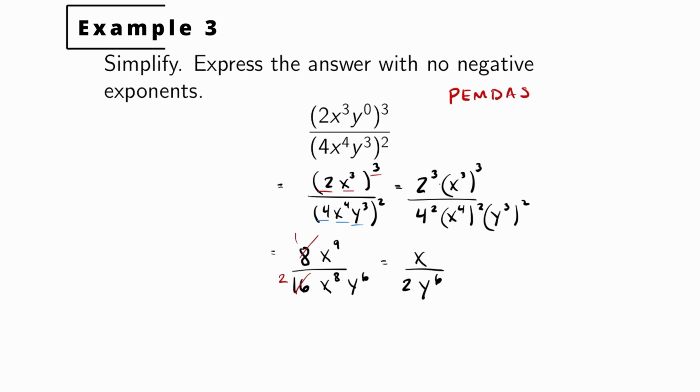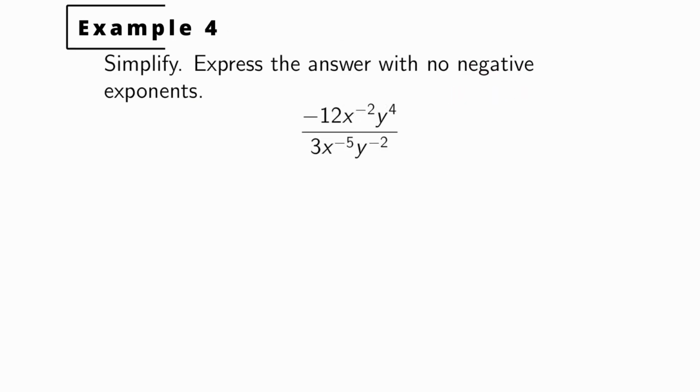Okay. And that's it. So notice, again, you can write up here x to the 9 minus 8. If that had been a negative number when you did that subtraction, you would then flip the factor into the denominator and change the sign, because again, we want to express our answer with no negative exponents, but we didn't end up with any negative exponents here. All right, example 4.